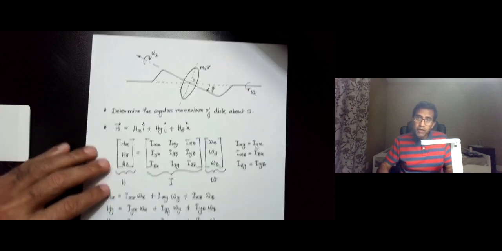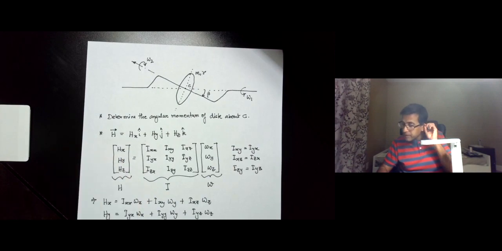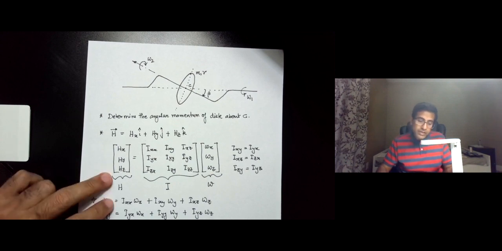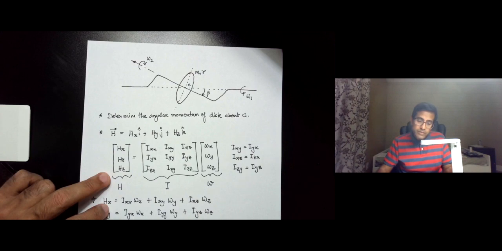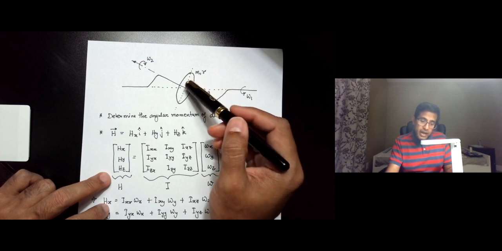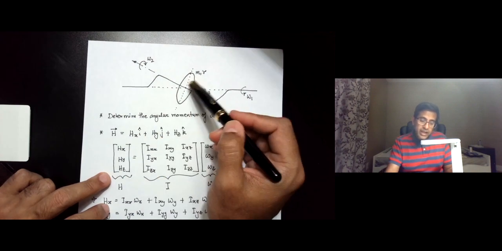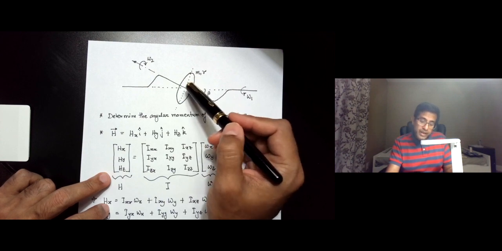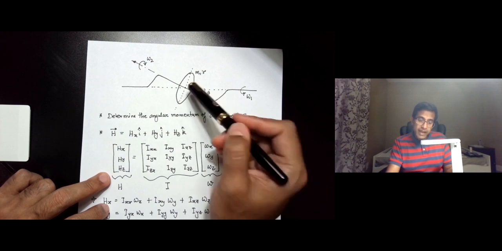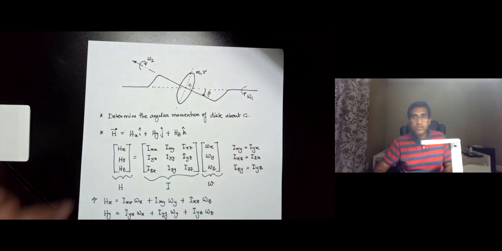So in this problem also we are going to take the same approach. We are going to find the angular momentum of this disk about the point C, and we will express it along ijk, where ijk are a triad that is fixed to this rigid body whose origin is at C, and where i, j and k are along the principal axis.